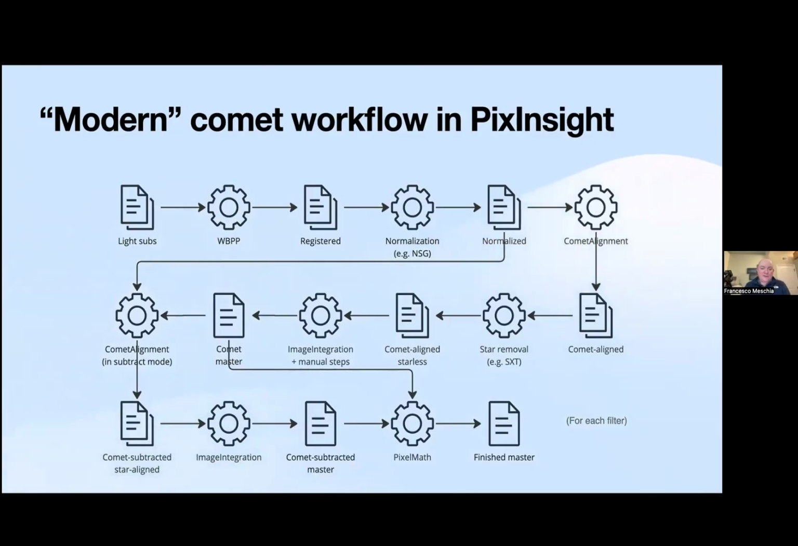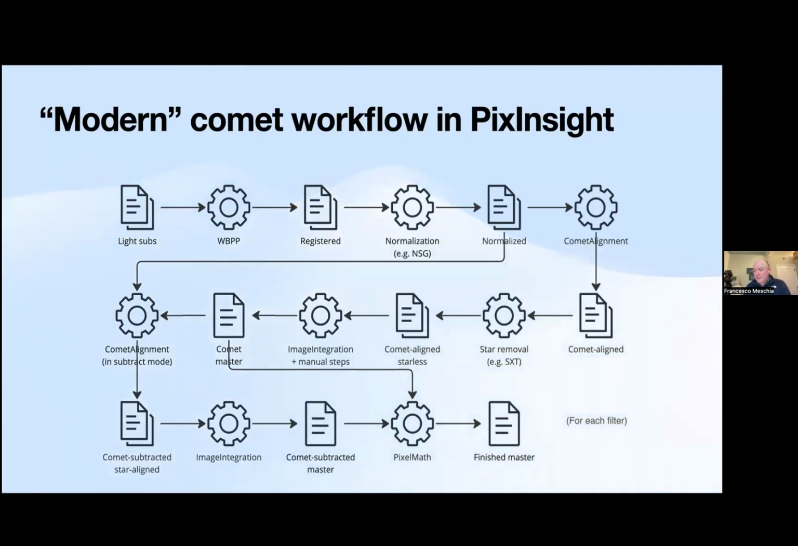You're going to subtract it from all of the normalized subs that we prepared earlier. In this way, you're going to have a set of comet subtracted and star aligned images, which you're going to integrate, and finally combine with the comet master that was produced in the previous stage. This will lead you to have a finished master for the comet for that particular filter, if you're using a mono camera. If you're using an OSC camera, you only need to do this once. With an LRGB workflow, you do it 4 times, for L, R, G, and B.